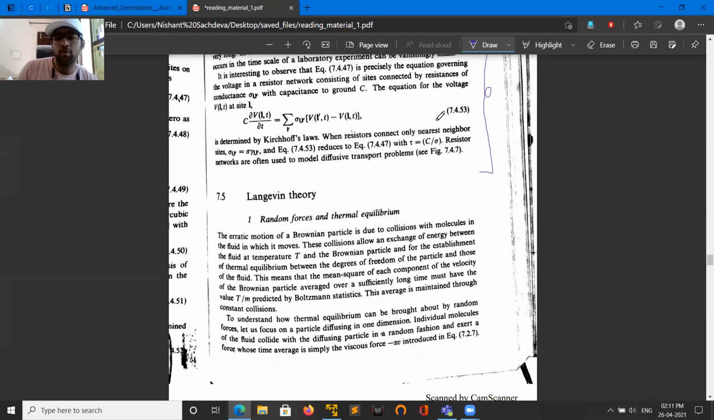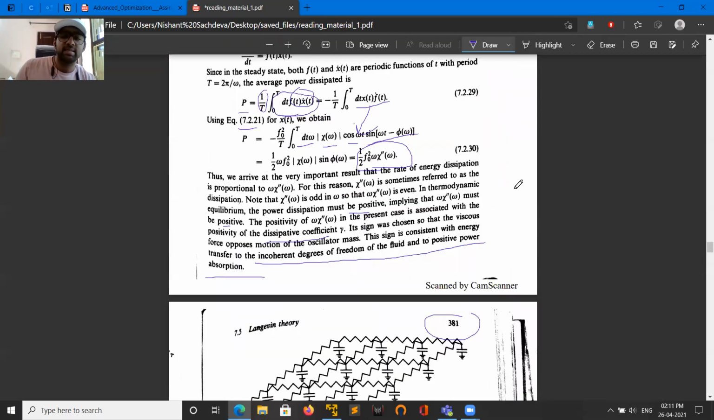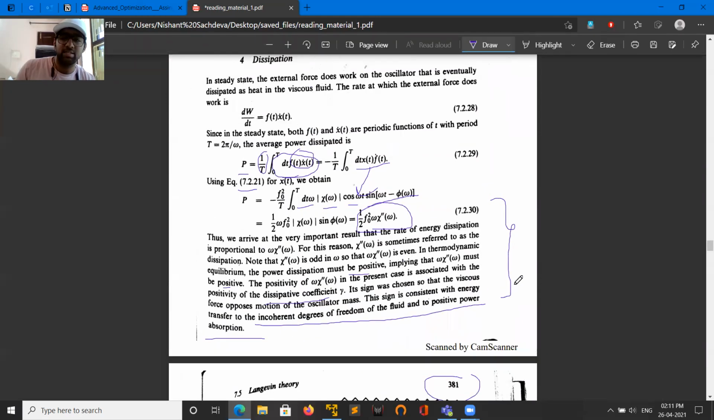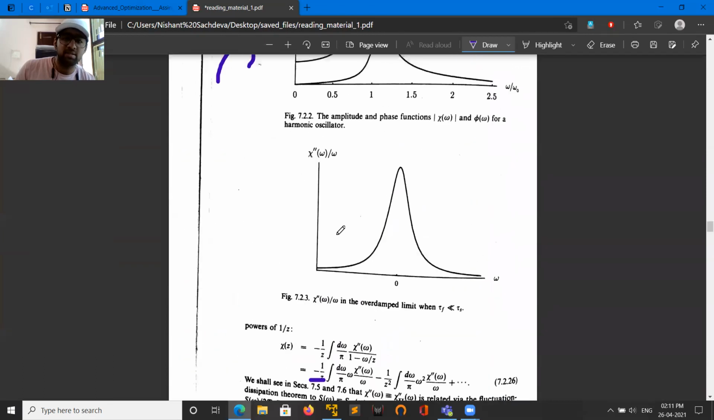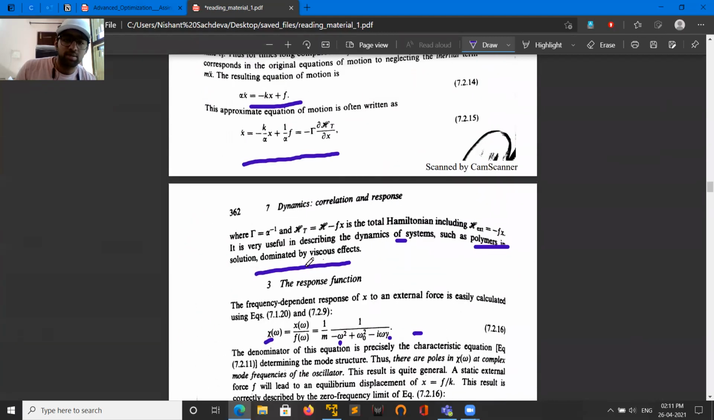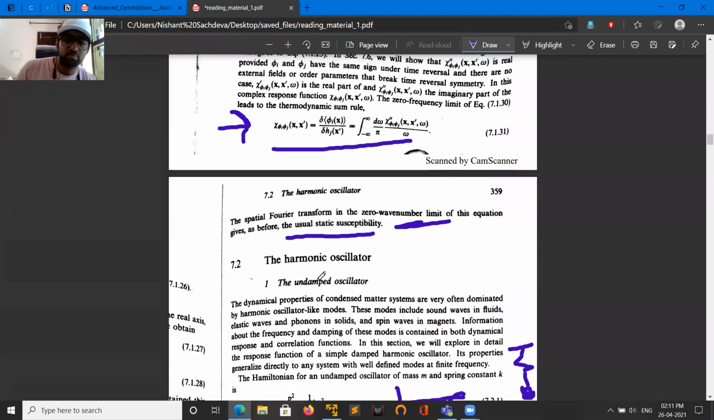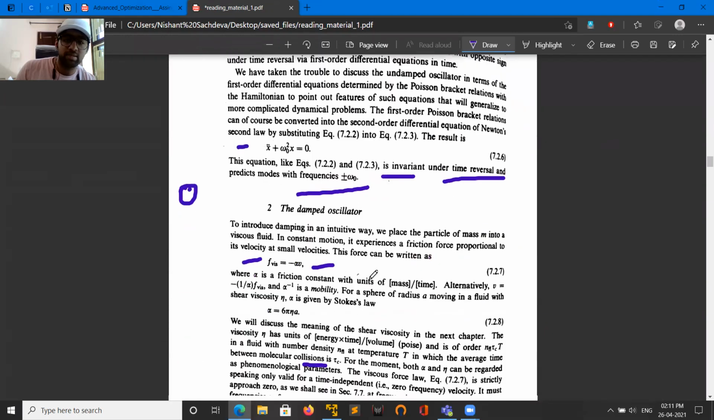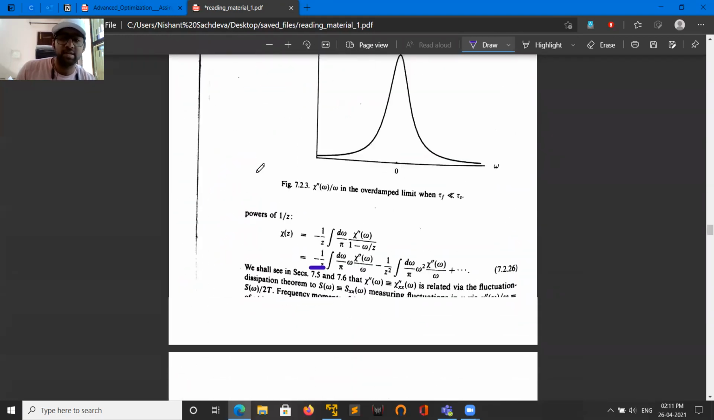So now we'll just move on to the Langevin theory. It talks about random forces and thermal equilibrium. Random forces can happen, but we need thermal equilibrium. So that's what we'll discuss now. This is where the harmonic oscillator discussion ends. We had undamped, we had damped, we had further sections in damped where we discussed dissipation, the response functions, and the power dissipations. We're done with that part now.